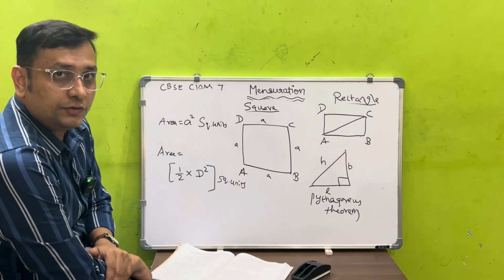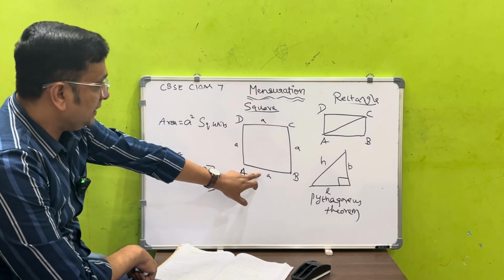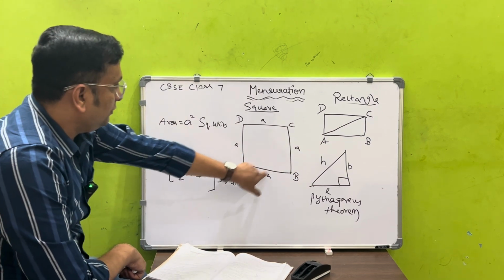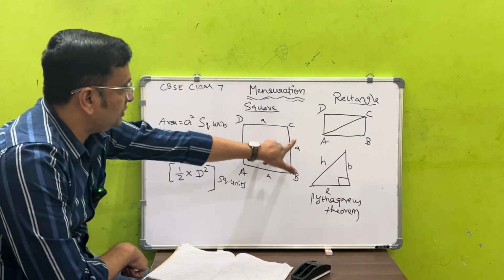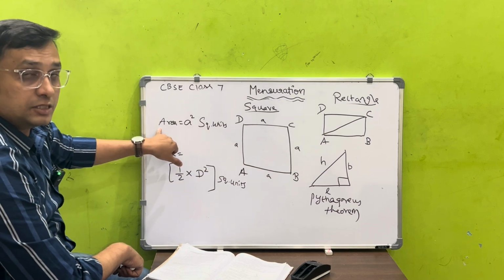Some special things we are going to see is, consider a square. It has got the side A units. So we already know length into breadth, that is A into A. Since it remains the same, A into A, A square units. This is the area for the square.